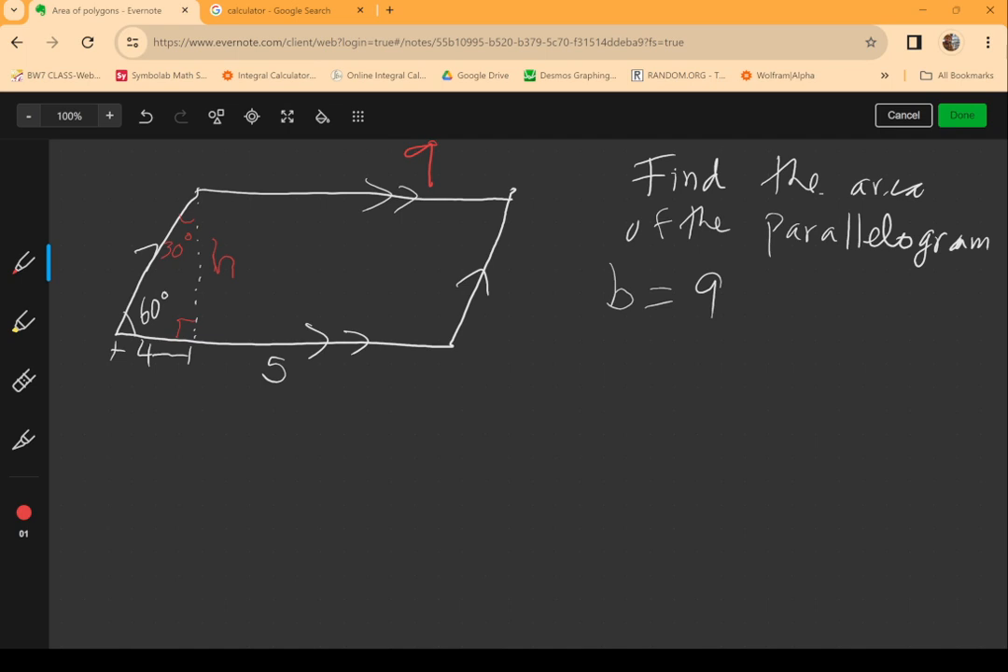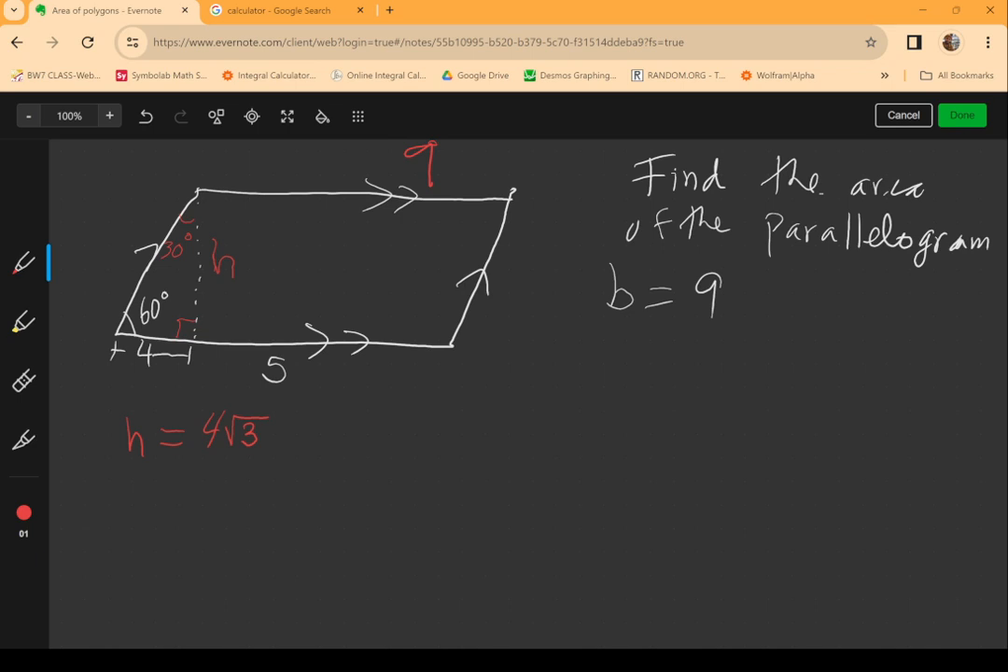So if the side opposite the 30 degrees is 4, then that means that the side opposite the 60 degrees is going to be 4 times root 3. Okay, so that's just our properties of our 30, 60, 90 triangle. So now I have all the information that I need to find the area, right?